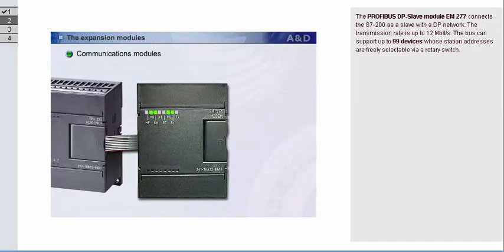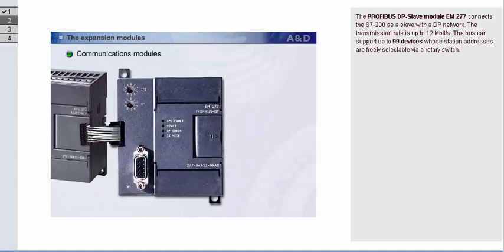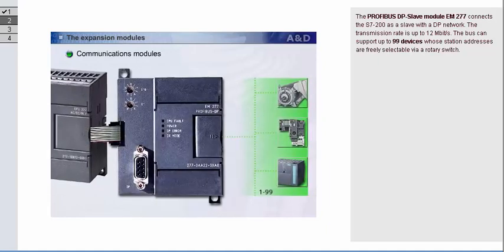The Profibus DP slave module EM277 connects the S7200 as a slave with a DP network. The transmission rate is up to 12 megabits per second. The bus can support up to 99 devices whose station addresses are freely selectable via a rotary switch.